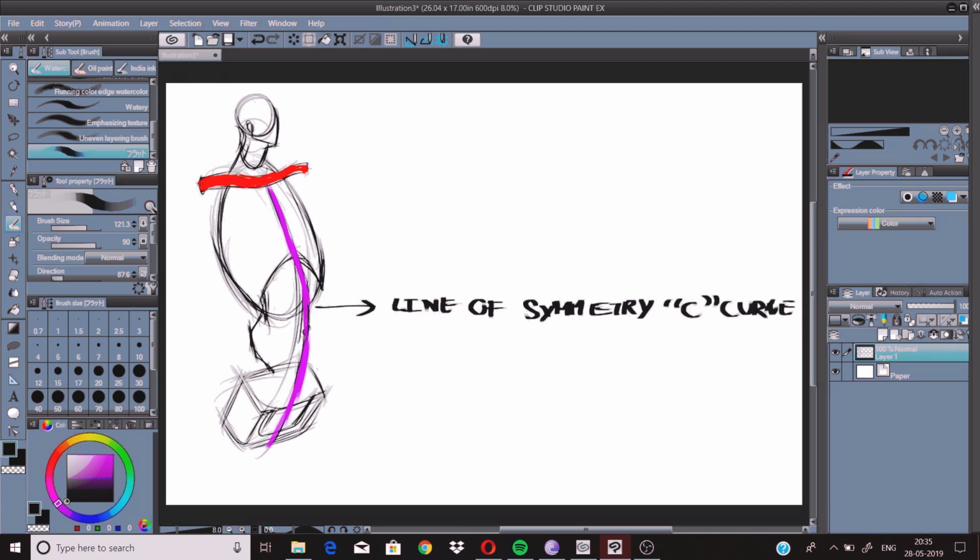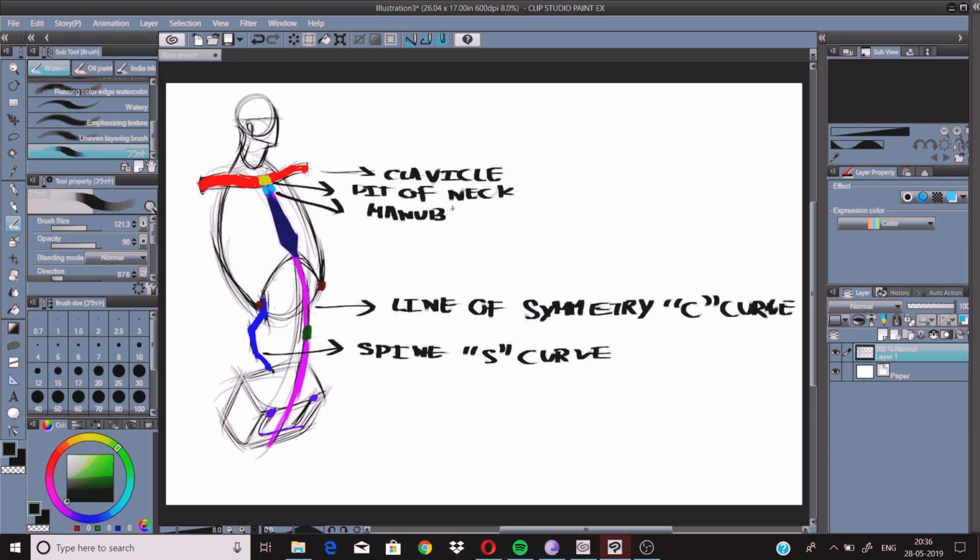Now let's see how the landmarks move when the body moves in space or is in motion. Because we are not dummies and we have to move because we are human beings. The line of symmetry will always be a C curve when the rib cage and pelvis are in the same direction, and will be an S curve when they're in different directions. As the figure moves in space, the spine can also be seen as an S curve.